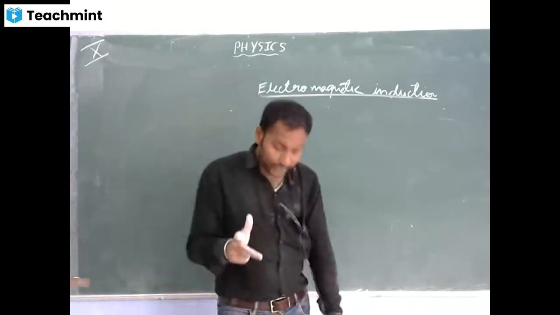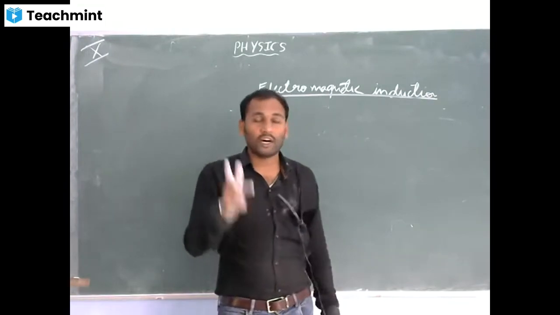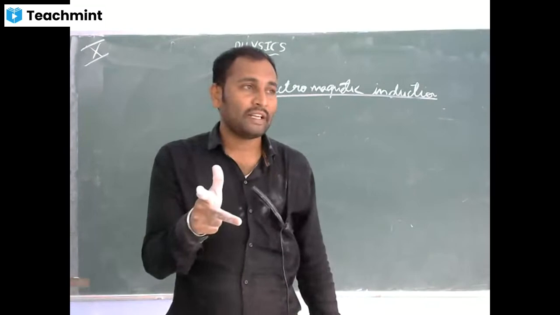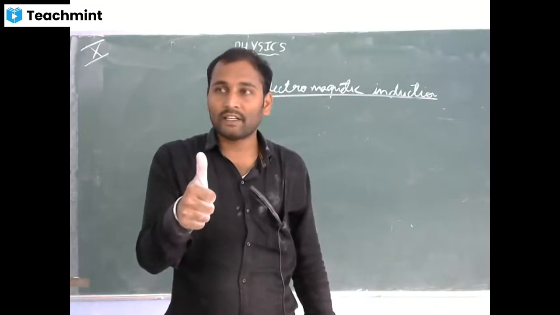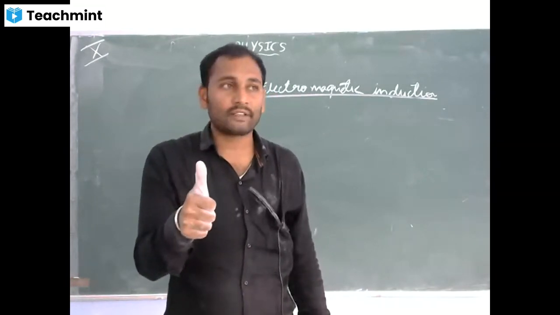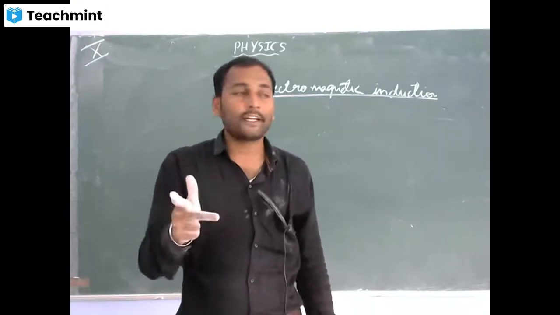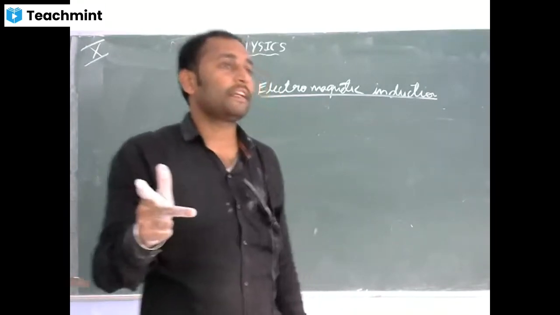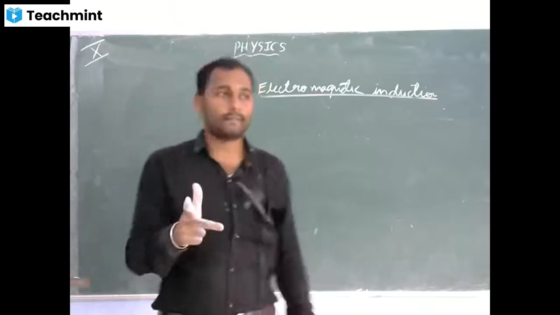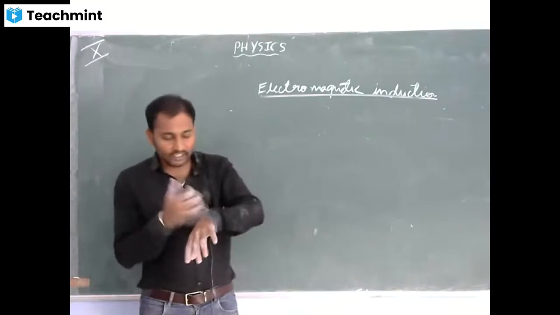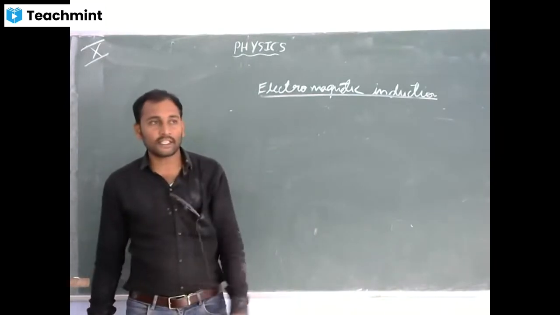So according to Fleming's right hand rule, arrange three fingers of your right hand mutually perpendicular to each other. Thumb indicates the direction of motion of conductor. Forefinger indicates the direction of magnetic field. Middle finger indicates the direction of induced electric current. Clear? So now let us move on to the generator.